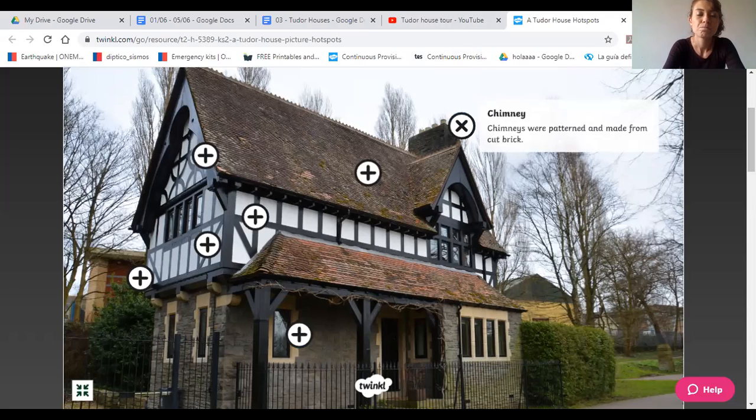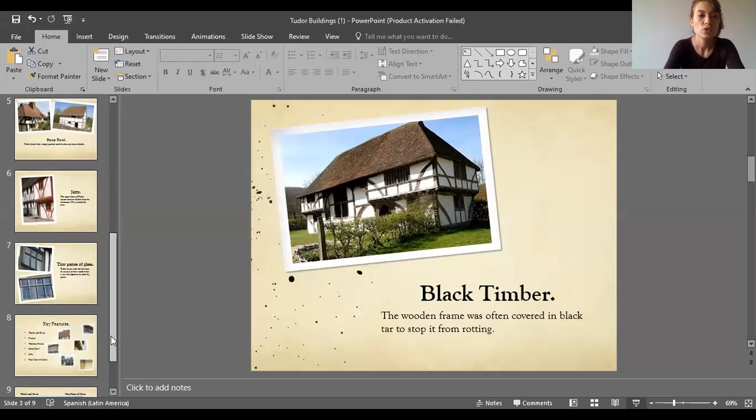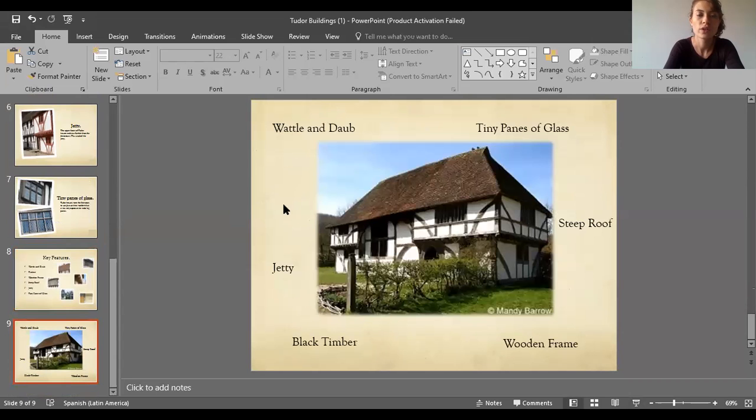And now you have the activity to do, which is draw a Tudor house. Make sure to draw all the features we've studied. So everything that we talked about during the presentation, you need to use it, okay? All of this. So you can draw the Tudor house using these features here, okay?